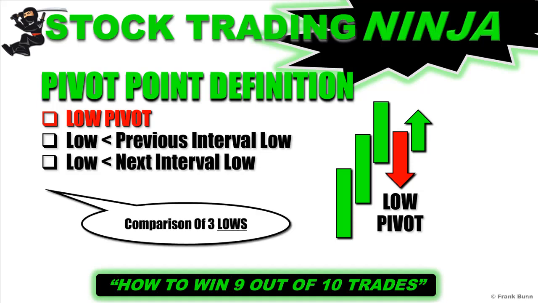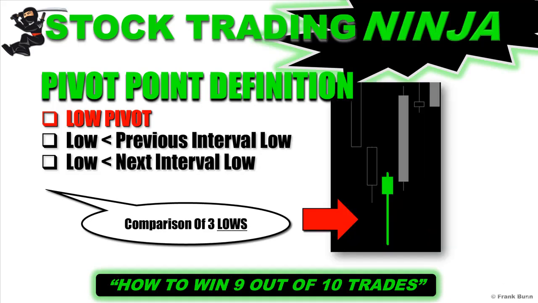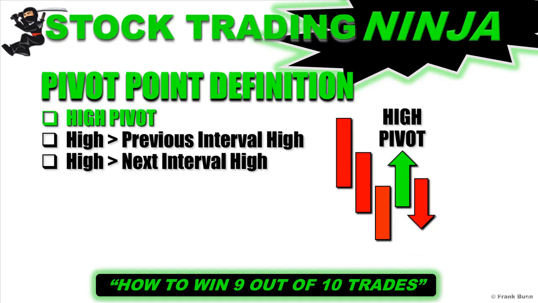This is a comparison of the most recent 3 lows. Here's an example of a low pivot in an actual chart. Next, we have the high pivot. A high pivot is an interval where the high is greater than the previous interval high and also greater than the next interval high. We can see an example of a high pivot here in the chart graphic.